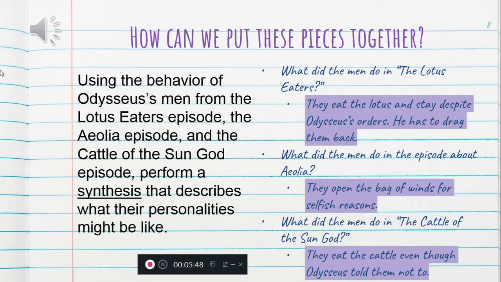Lastly, in the episode Cattle of the Sun God, the men disobey Odysseus yet again by killing the cattle that he told them they absolutely could not mess with. Like the Lotus Eaters episode, there were factors outside of their control here, what with the gods creating a storm and with their own starvation looming over their heads.